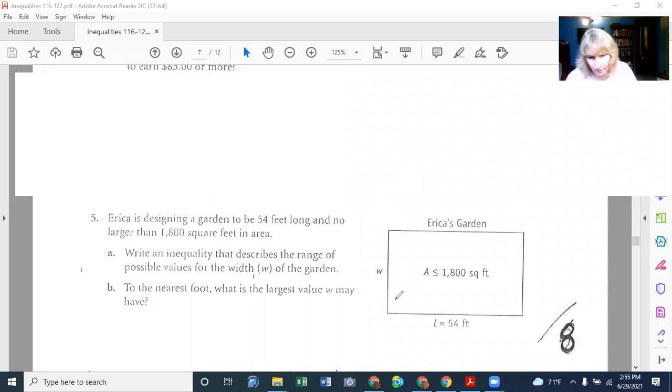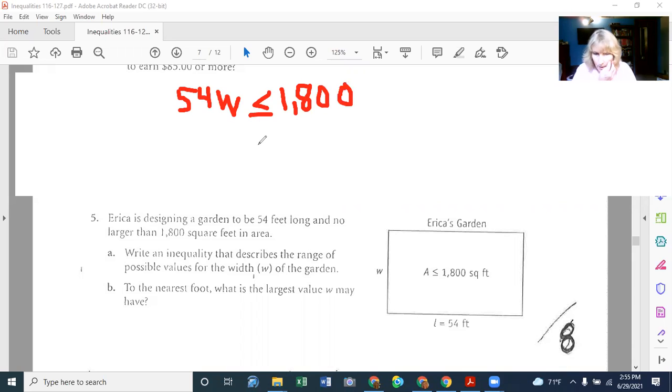So we have length of 54 and we have a width of W. So 54 times W, and we want the area to be no larger than 1,800. So it could be 1,800. That's why there's the less than or equal to sign. And remember, it can't be any bigger than 1,800. So we're going to make this an inequality. So that's letter A. And then to the nearest foot, what is the largest value W may have?